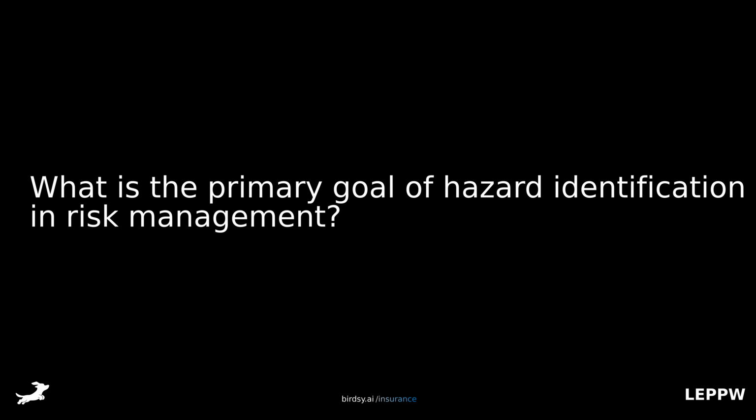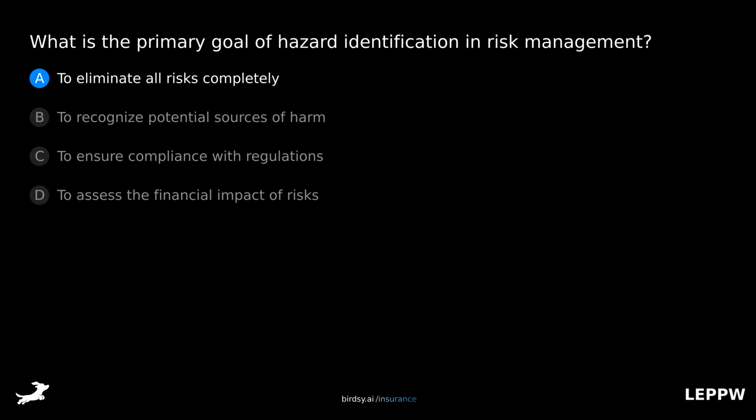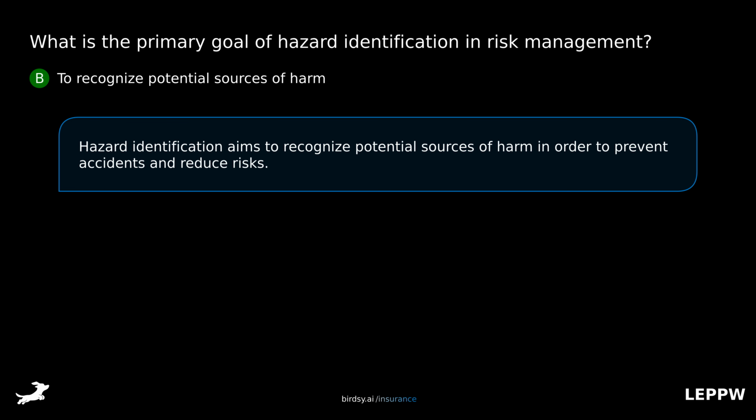What is the primary goal of hazard identification in risk management? Is it A, to eliminate all risks completely, B, to recognize potential sources of harm, C, to ensure compliance with regulations, or D, to assess the financial impact of risks? The answer is B, to recognize potential sources of harm. Hazard identification aims to recognize potential sources of harm in order to prevent accidents and reduce risks.